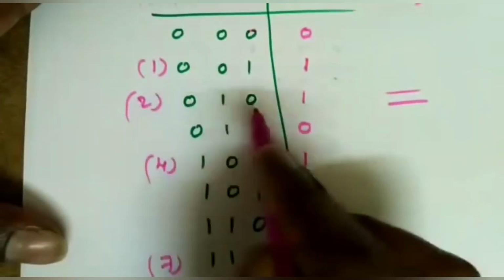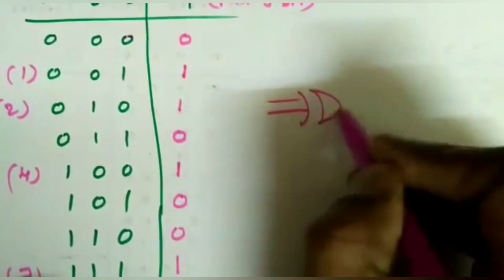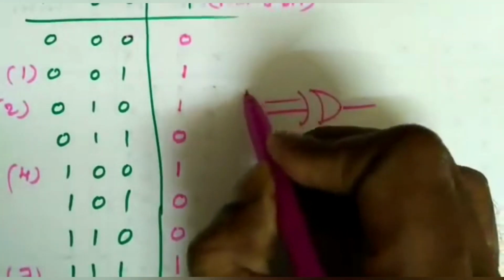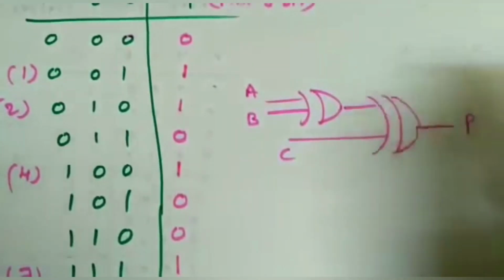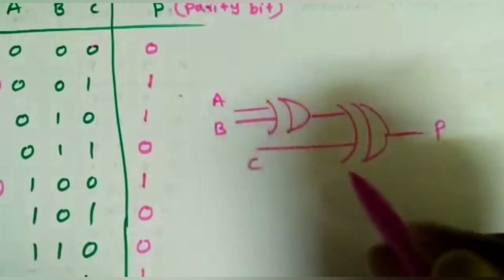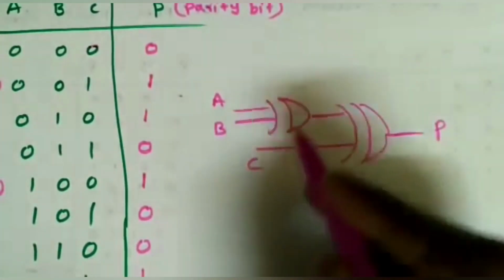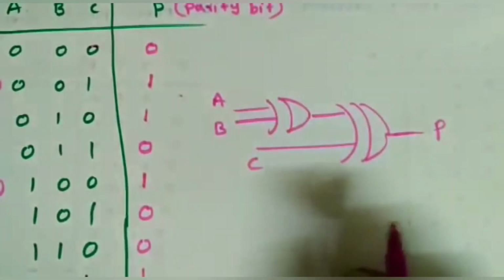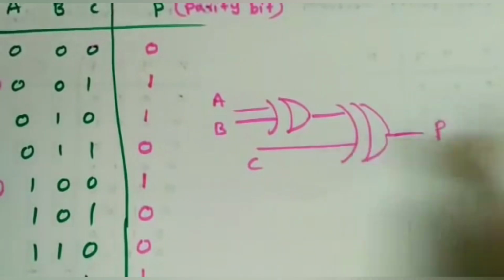You see odd numbers of ones are there, so the output function is 1. It is nothing but a 3 input exclusive OR gate or exclusive OR function. So this is A, this is B, and one more exclusive OR gate, and the output will be P. That is the reason I told you the exclusive OR gate will be used as a parity generator. So 2 exclusive OR gates, that is a 3 input exclusive OR gate. That's it. So this is the even parity generator.